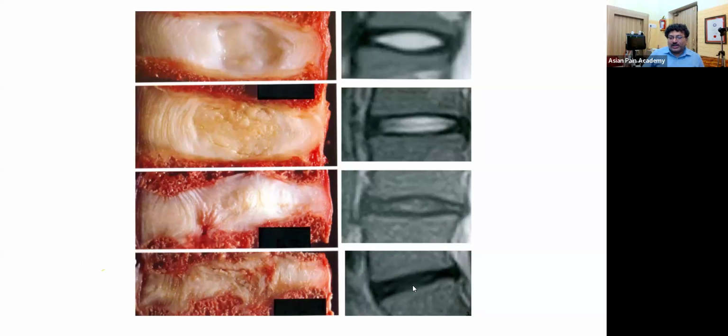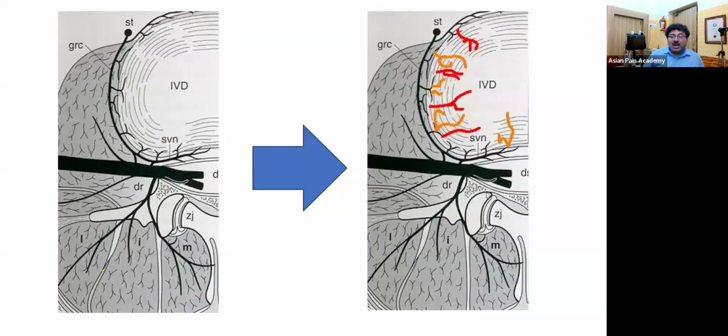These are all T2 weighted images. In a T2 weighted image, the water looks white. So when the disc is dehydrated, it doesn't always mean it's a degenerated disc. Dehydration is a part of aging, but whenever there is formation of cracks and fissures inside the inner layers of the annulus, what happens?